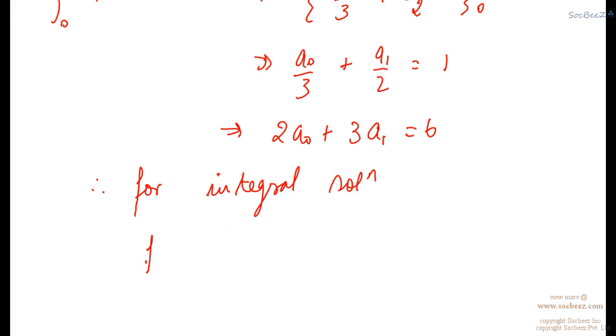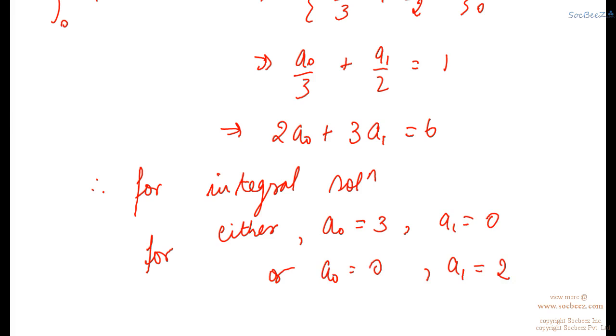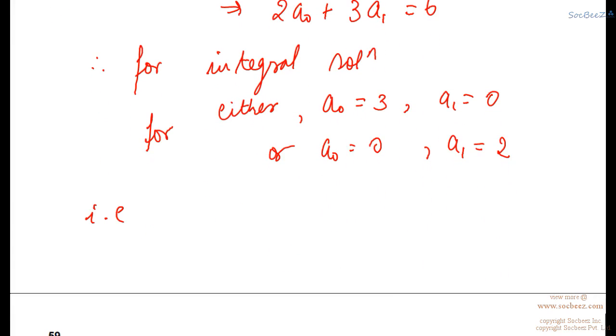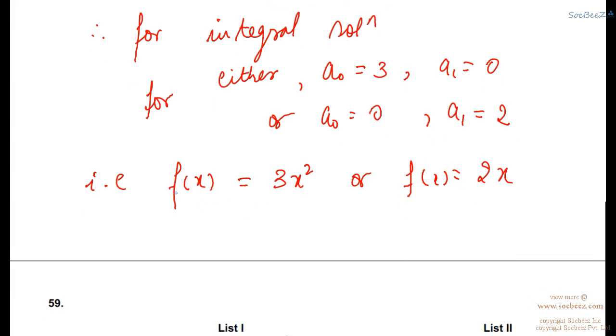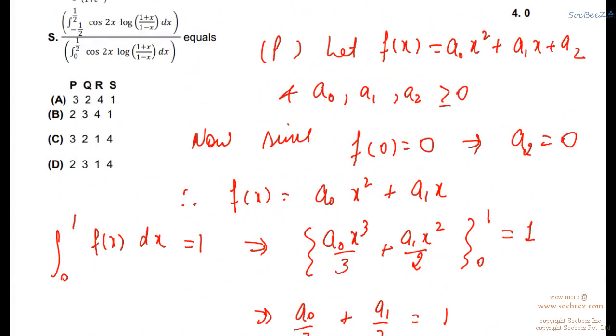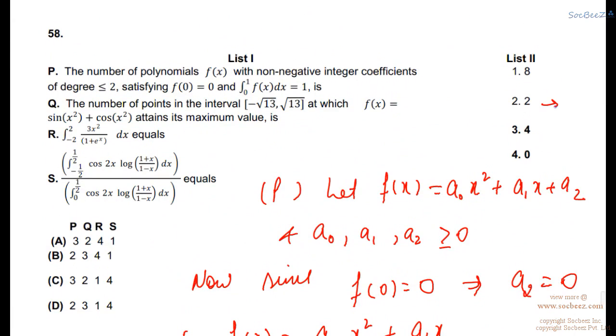And hence therefore for integral solution, either a0 equals 3 and a1 equals 0, or a0 equals 0 and a1 equals 2. That is, f(x) will either be 3x square or f(x) equals 2x. So there are two solutions. So there are a total of two polynomials here, right? So therefore in this case this 2 corresponds to P.